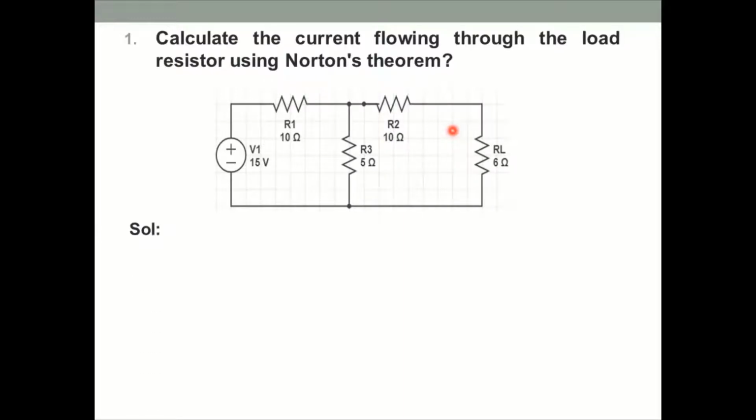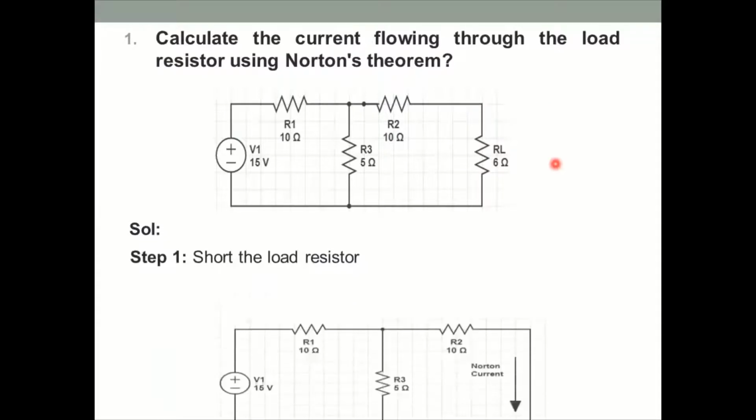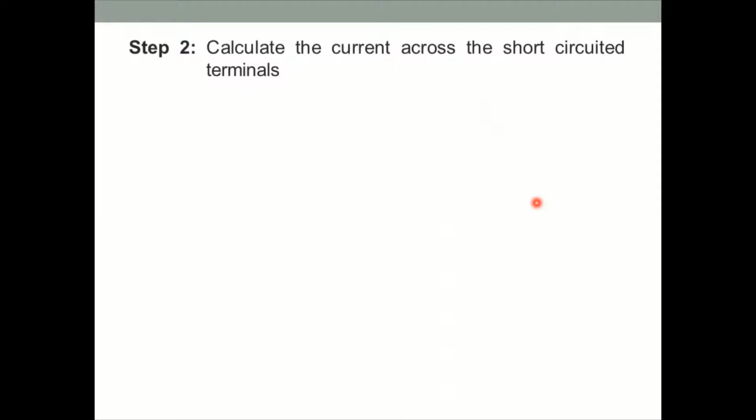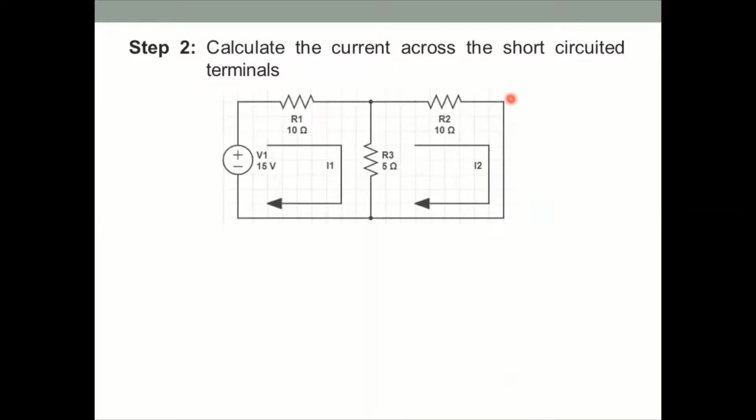Coming to the solution, our first step is we are going to short the load resistor, right? If we short the load resistor, the circuit is going to look like this. Coming to step 2, we are going to calculate the current across the shorted terminals. That shorted terminal is this, right? So we need to calculate the current flowing through this. That is nothing but our Norton's current IN. If you observe, the current flowing through this is I2. So if we know the value of I2 here, then we can calculate the current IN, right?